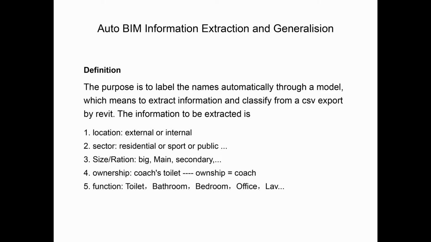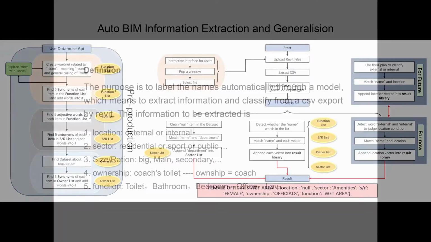My project is about auto BIM information extraction and generalization. The purpose of it is to label the names automatically through a model, which means to extract information and classify them from a CSV file exported by Revit. The information to be extracted is location, sector, size, and the relation, ownership, and function.